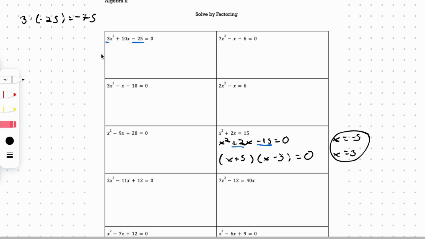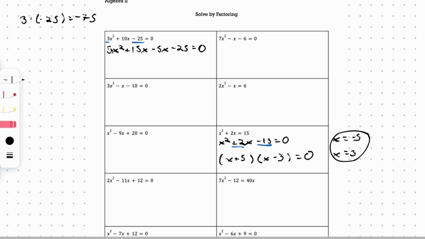Okay, so here I'm just going to rewrite this quadratic as 3x squared plus 15x minus 5x minus 25 equals 0. Okay, so this is still equal to our equation before. I just separated our b term into 15x minus 5x.